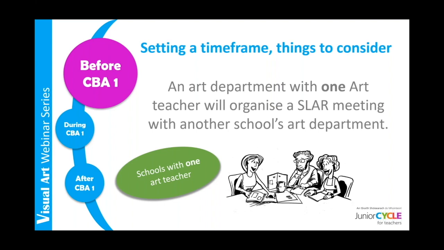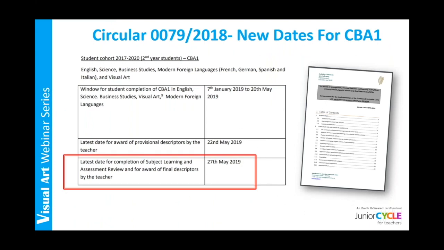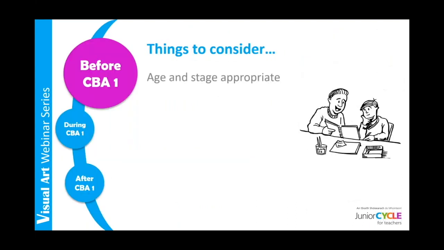Once the date has been decided, teachers and students can prepare for the completion of the From Process to Realisation classroom-based assessment. Please note the latest date for completion of the Subject Learning and Assessment Review meeting for this year is the 27th of May 2019.